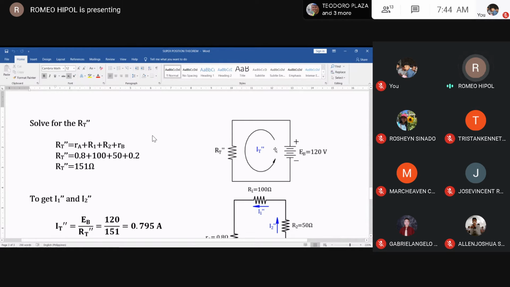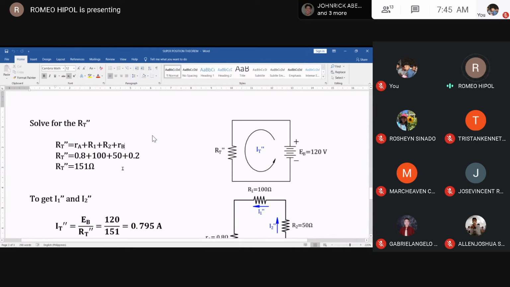Kung gagamit kayo ng electron flow, i-apply nyo rin sa lahat ng solution or process. Nakuha? So, hindi pwede magbaligtad yung polarity ng battery. Kasi kung dyan kayo mag-base ng current direction, magkakaroon na kayo ng problema.